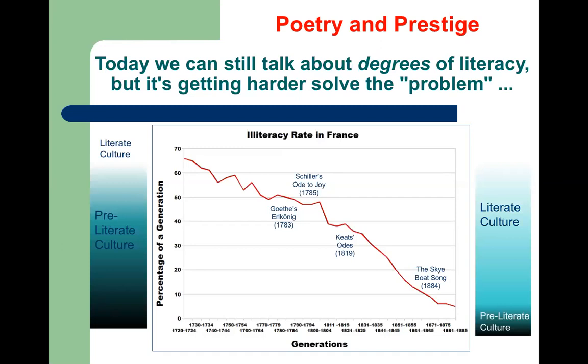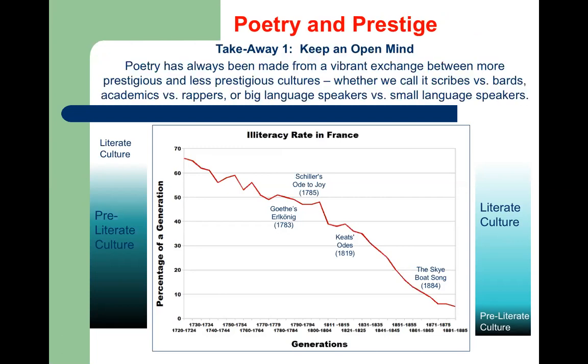Okay, so we can still talk about degrees of literacy, saying some people are better read or more literate than others, but even that is difficult nowadays, partly because we live in this globalized world in which there are so many different backgrounds and contexts available to us, and partly because there are new types of literacy that are evolving. So even though we can still talk about degrees of literacy, it's getting harder to solve the problem of what counts as elite or high or good literature. Okay, what the high culture literature is.